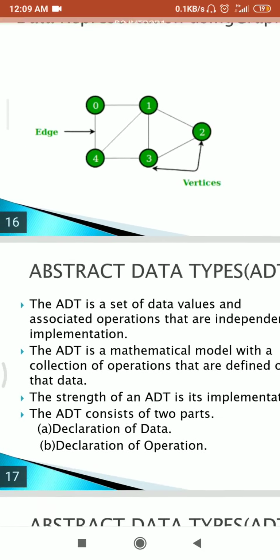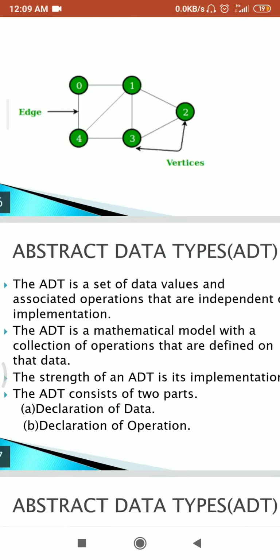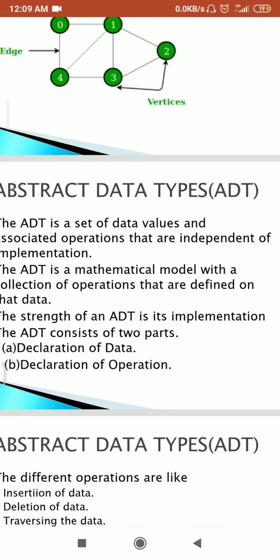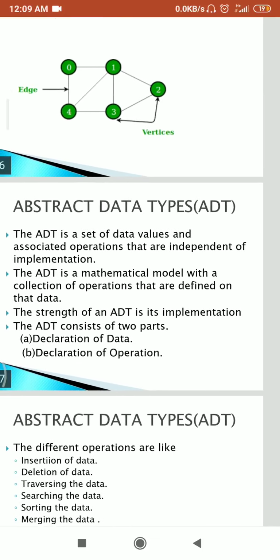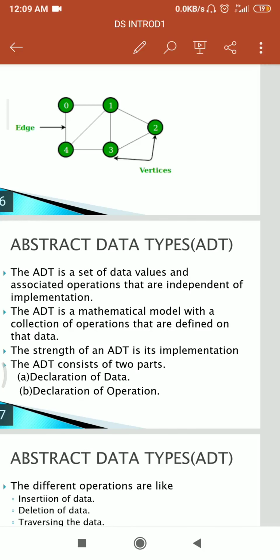And one more thing, we have to discuss the last topic, that is the abstract data type. So this is a new concept for you, the abstract data type. What is abstraction here? ADT stands for abstract data type.